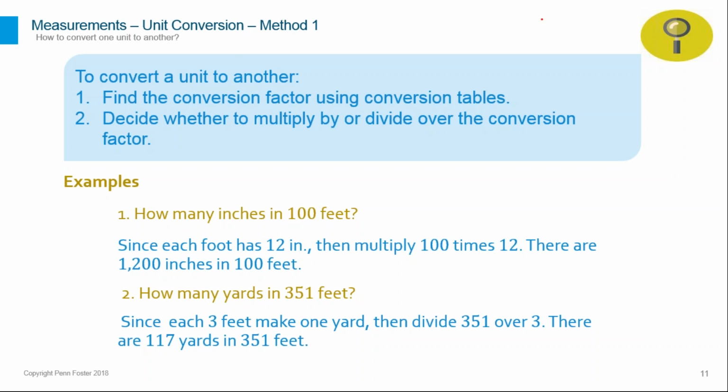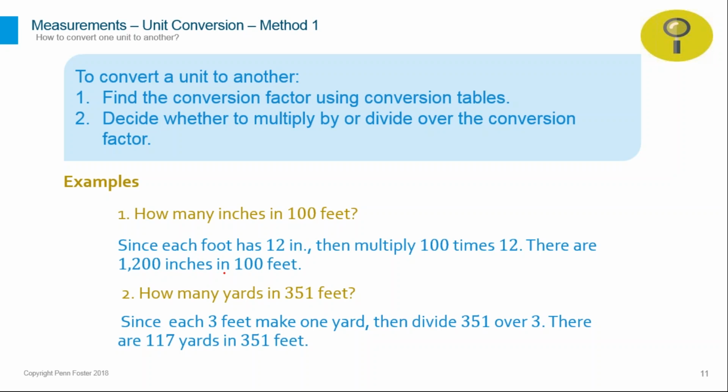So for method number 1, you need to find the conversion factor from the tables to decide whether to multiply or divide by the conversion factor. Let's see 2 examples. One is changing feet to inches. So how many inches in 100 feet? If I just think about it using common sense, without any of the steps I'd do on paper: if every foot is equivalent to 12 inches, then how many inches in 100 feet? It makes sense to multiply 12 inches times 100 feet, and that gives me that 100 feet has 1,200 inches in them.